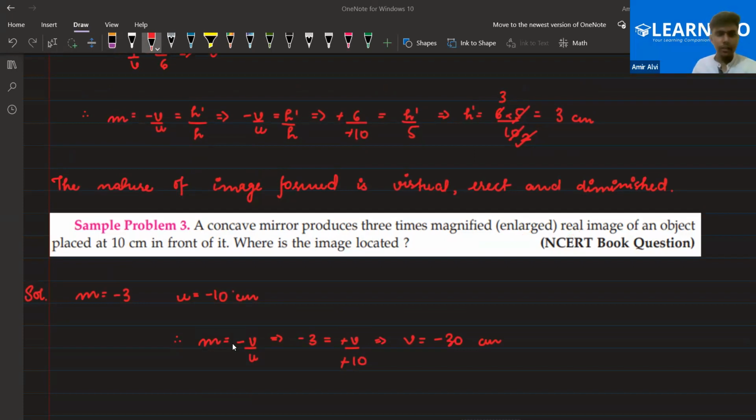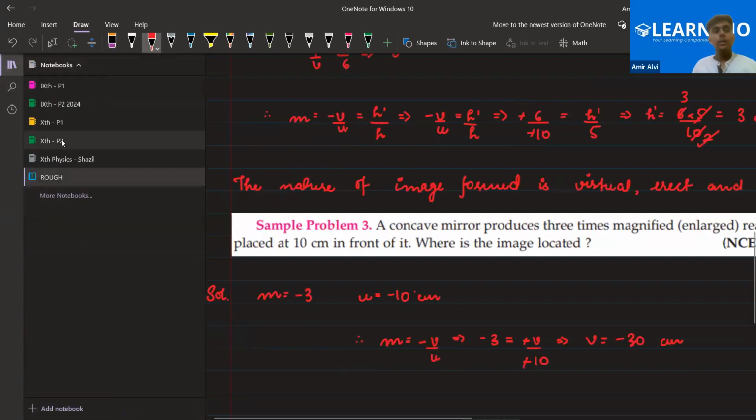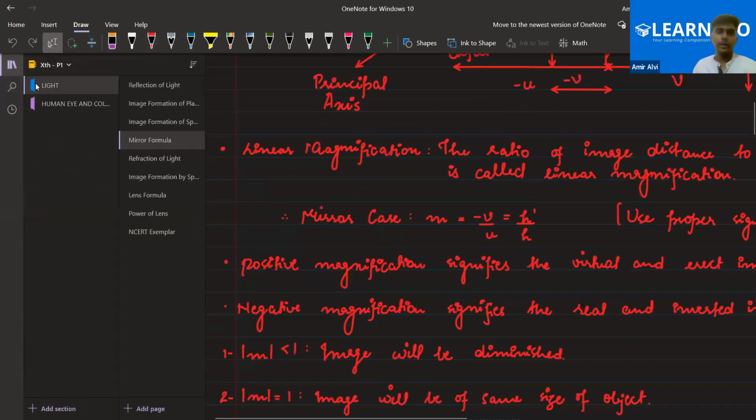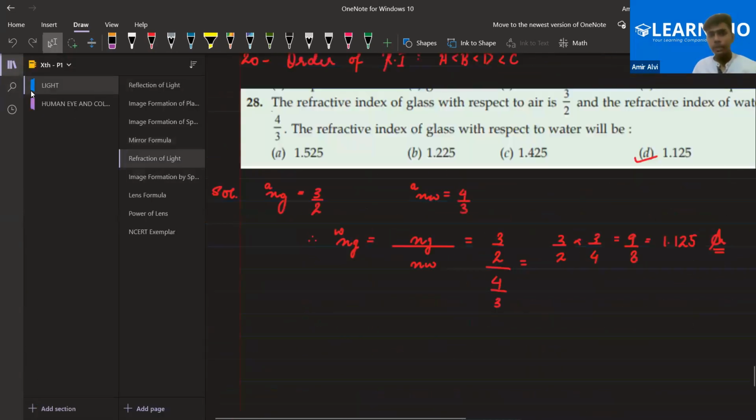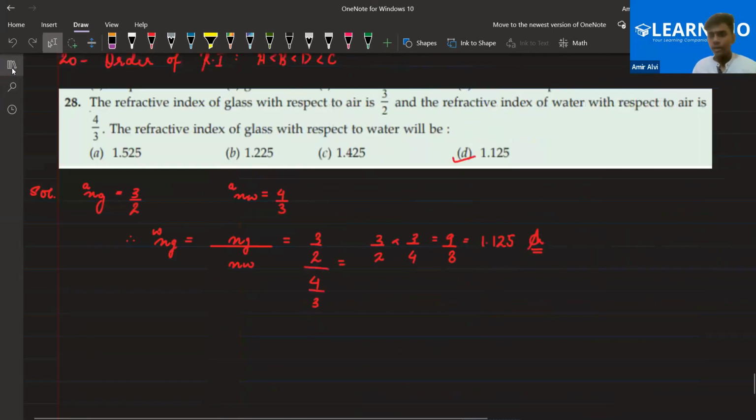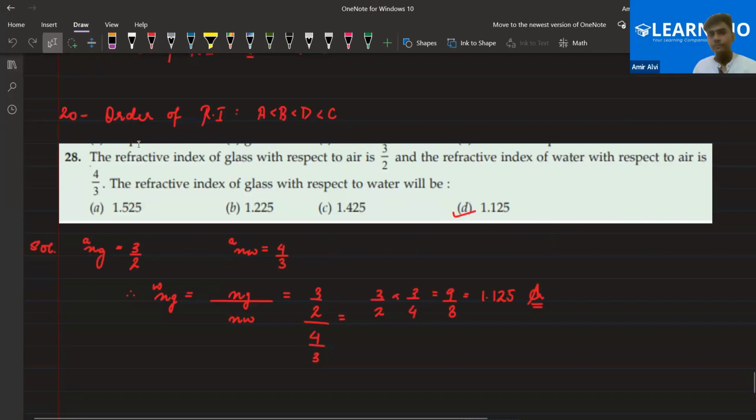Now let's understand the new topic, that is refraction. We will discuss more numericals once we complete all the theoretical part. We will discuss numericals based on the mirror formula, lens formula, and power of lens in detail, so that we can take a dedicated class for it.